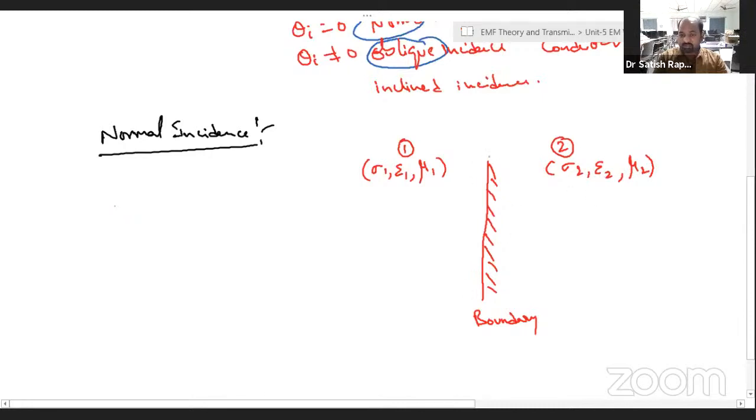So this is the normal incidence. Let us say this is x, and let us assume that the wave is propagating in the z direction, like this. In region 1 the wave propagates, meets the boundary, and enters into another medium, like this.